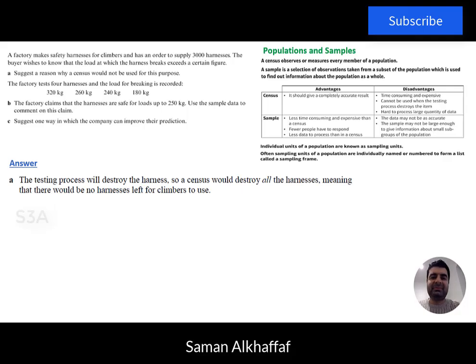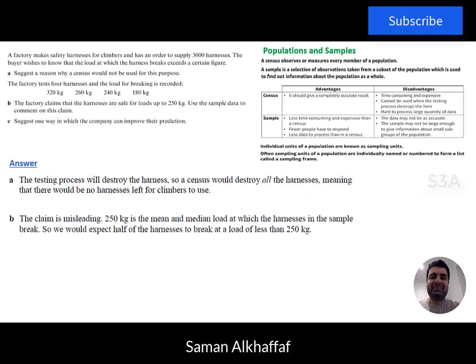For part B, the factory claims that the harnesses are safe for loads up to 250 kilograms. Use the sample data to comment on this claim. Now, the claim is misleading, as 250 kilograms is the mean and median load at which the harnesses in the sample break. So we would expect half of the harnesses to break at a load of less than 250 kilograms, and this will be our response to part B.